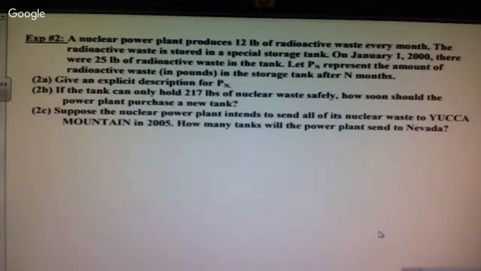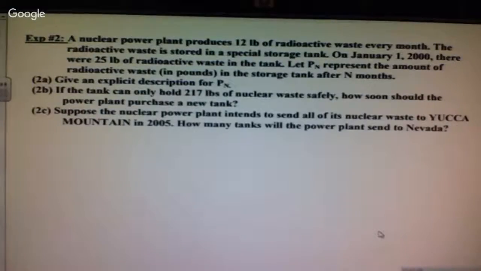All right, so let's talk about nuclear waste. A nuclear power plant produces 12 pounds of radioactive waste every month. The radioactive waste is stored in a special storage tank. On January 1st of 2000, there were 25 pounds of radioactive waste in the tank. Let P sub n represent the amount of radioactive waste in pounds in the storage tank after n months. So n represents months, and P sub n is how much waste I have.